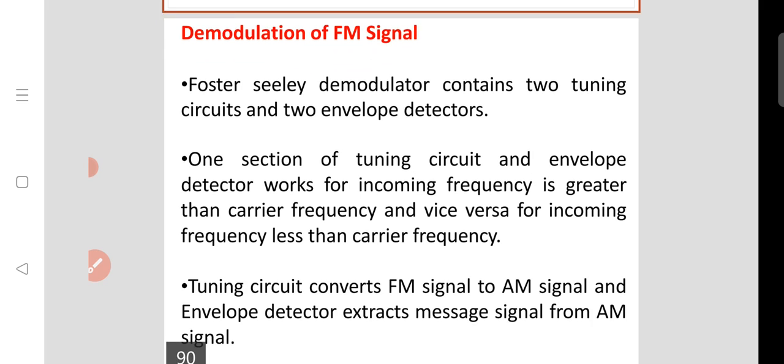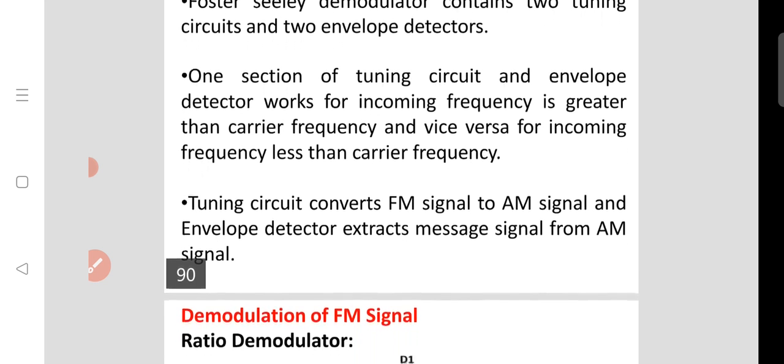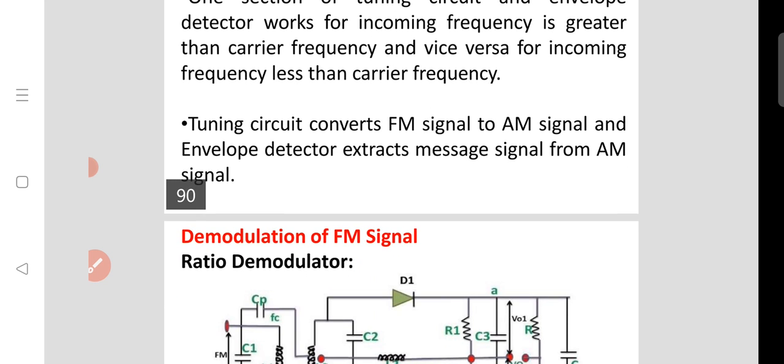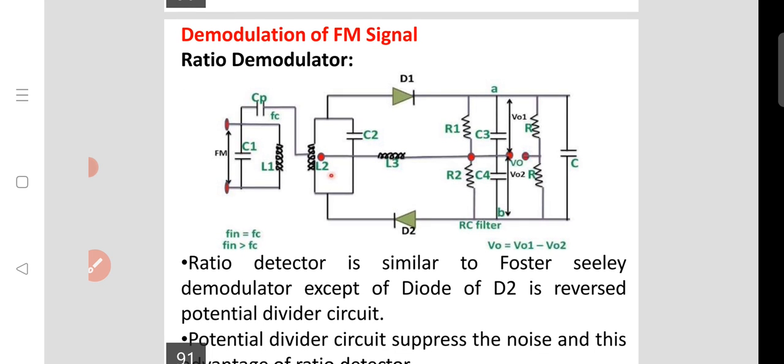Okay, so this is the point. One section of the tuning circuit and envelope detector works for incoming frequencies greater than the carrier, and vice versa for the incoming frequencies less than the carrier. The tuning circuit converts the FM signal to an AM signal, then the envelope detector extracts the message signal from the AM signal. It is already discussed. Coming to the next concept, ratio detection.